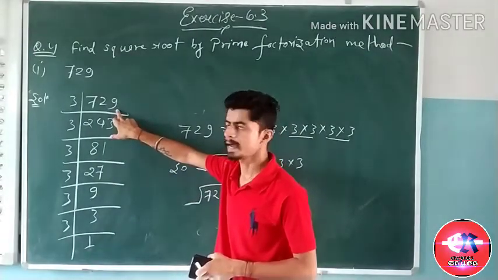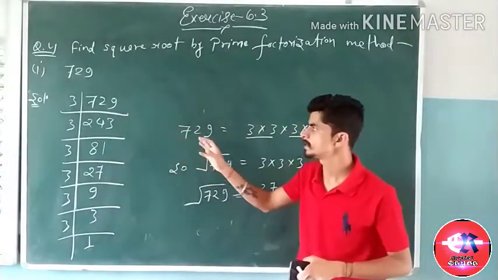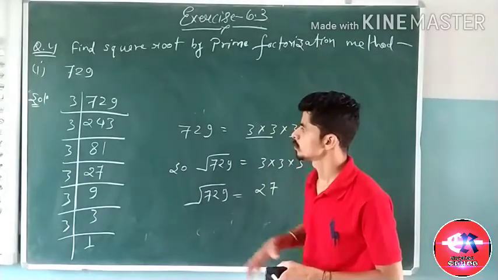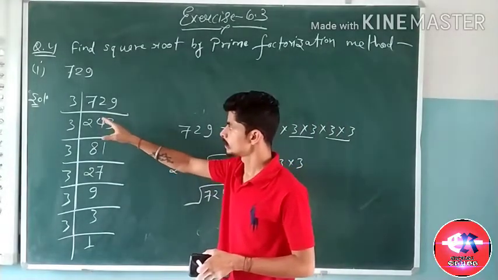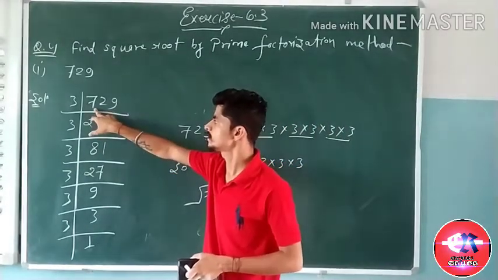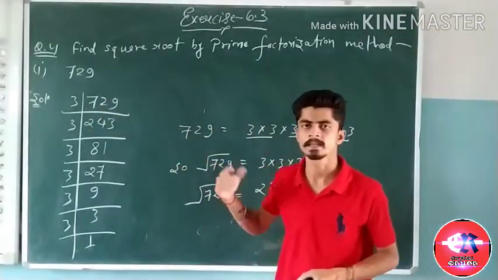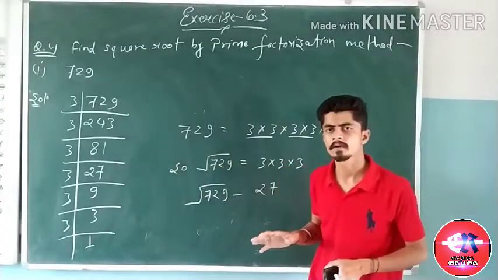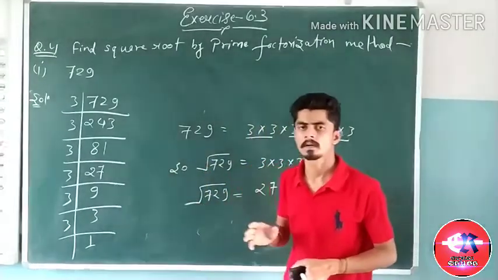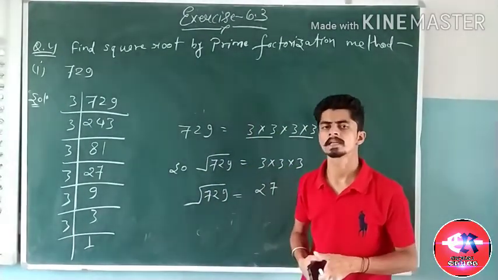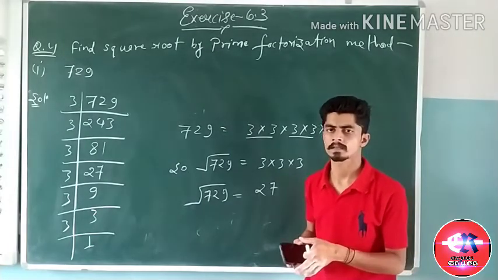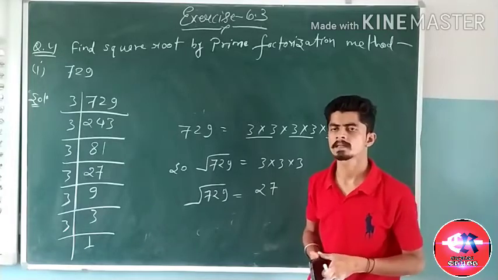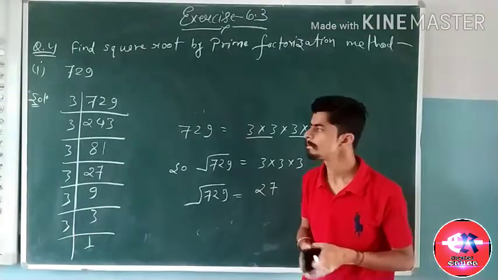Now it has 9 at its ones place, that is odd, so that means it will not be divisible by 2. Now we have to divide by 3, because the sum of all these digits is 18, and 18 is divisible by 3. This is the divisibility rule of 3: take the sum of all the digits, and if it is divisible by 3, that means the whole number will be divisible by 3.